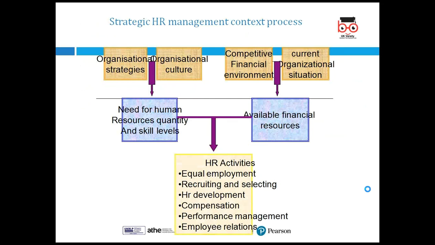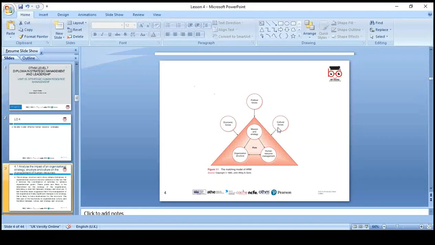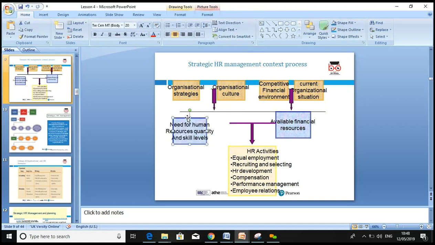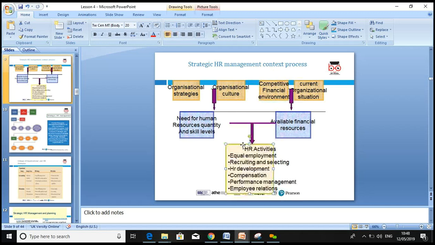So when we are looking in terms of organization cultures and values, sorry, the slides are moving around. We need to look at how organization strategies have a link with organization culture. That represents organization culture. Then we need to look at the competitive financial environment within our organization and the current organization situation. These lead to available financial resources. If we have them, we need to make the best use of them.